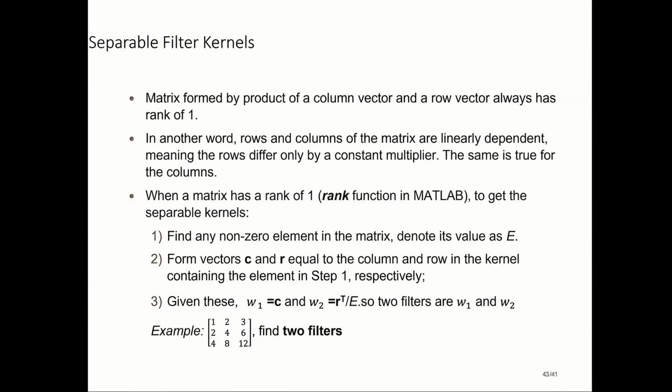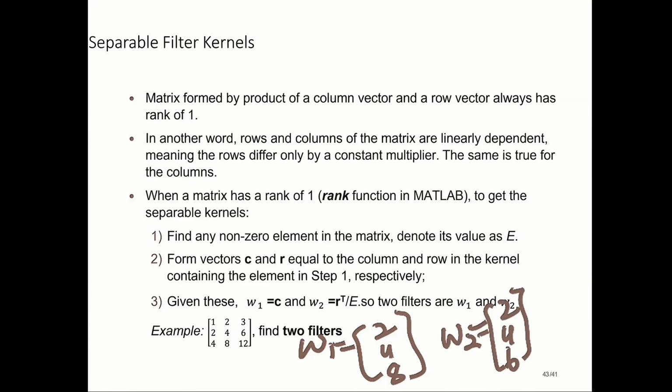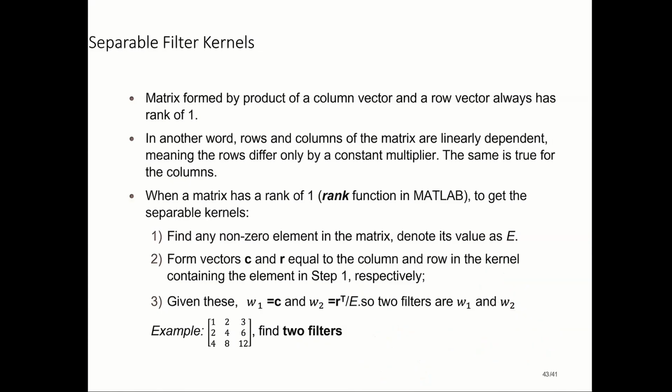So these are two filters. One filter will be 2, 4, 8. The other filter, the row filter, will be 2, 4, 6 divided by 4. So this is R, this is C. Okay. That's it. Otherwise you cannot do it. So you have to select one element.